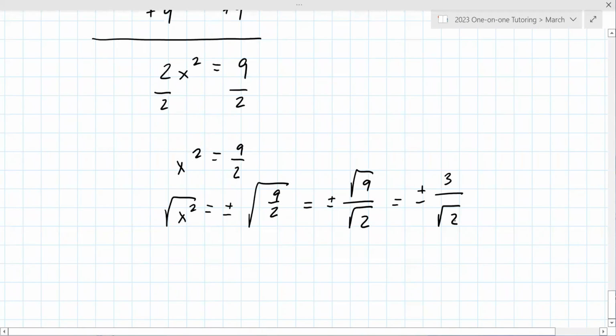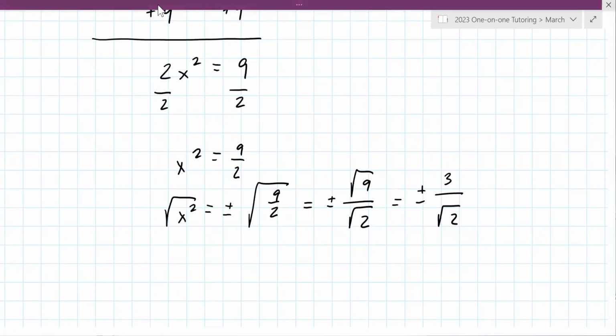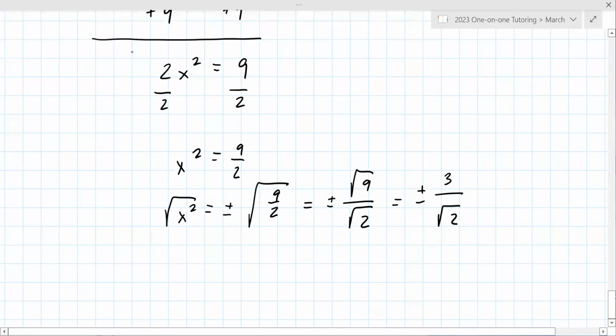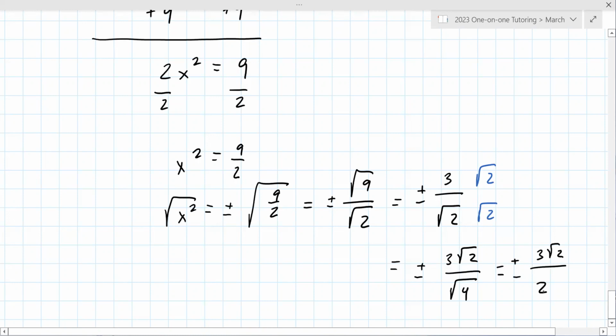Okay. So this time we have to rationalize again. What should you multiply the top and bottom by? Square root of 2. So it's plus or minus 3 square root 2 over the square root of 4. The square roots combine to make square root of 4, but that's a known value now. So it's plus or minus 3 square root 2 over 2.